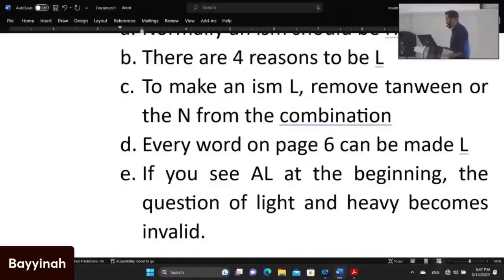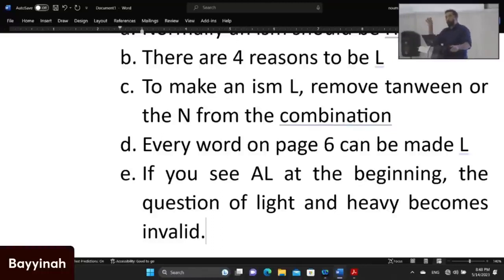Okay, let me explain what I mean. If you see al at the beginning of a word, then the question of light and heavy becomes invalid. We don't ask if it's light or heavy. We don't care. The only time we care about light or heavy is if it does not have al on it. So you never say to me or anyone else, oh, the word al-kitabu is light. Wrong. The word al-kitabu does not allow the question light versus heavy. It's not a thing.